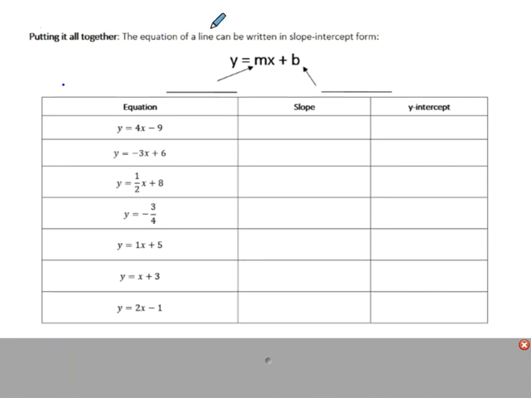It says the equation of a line can be written in slope-intercept form. So this right here is slope-intercept form: y equals mx plus b. You will remember it. You will hear it again and again and again. Slope-intercept form is always y equals mx plus b. Like on the last page, we had different graphs that had a slope and a y-intercept. Now we're going to use that slope and y-intercept and put it into the actual equation.